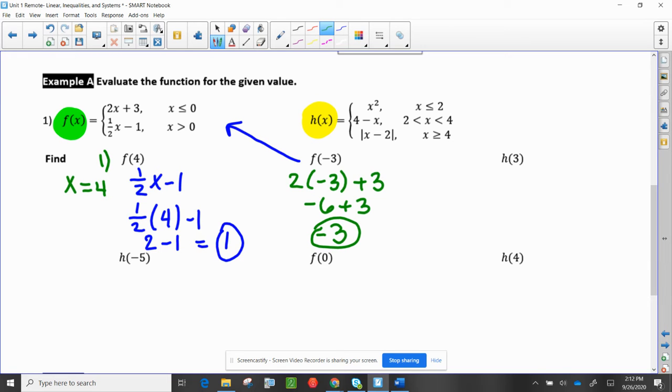So you're only ever plugging into one function or the other. You're never going to be plugging into more than one. You just have to decide which function you're actually going to use.